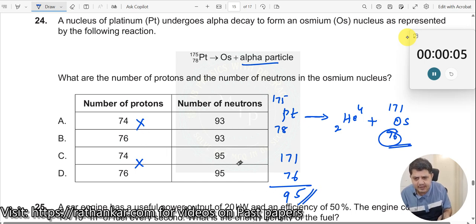95. Where is 95 here? 95 is here. It is 76 and 95. Answer is D. Answer is D. Okay.